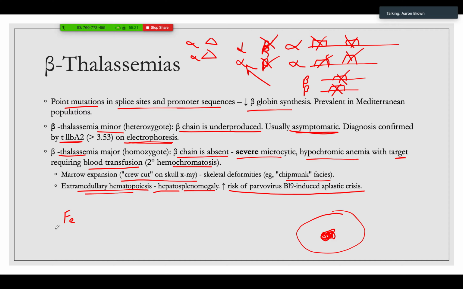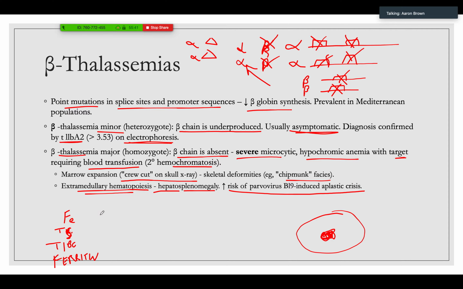So we have our iron level, we have our transferrin. I'm writing TS for transferrin saturation. I'm writing TIBC for total iron binding capacity. And I'm writing our ferritin level for our storage of iron. Okay, and I'd like to know what you think is going to happen to the levels of all of these.